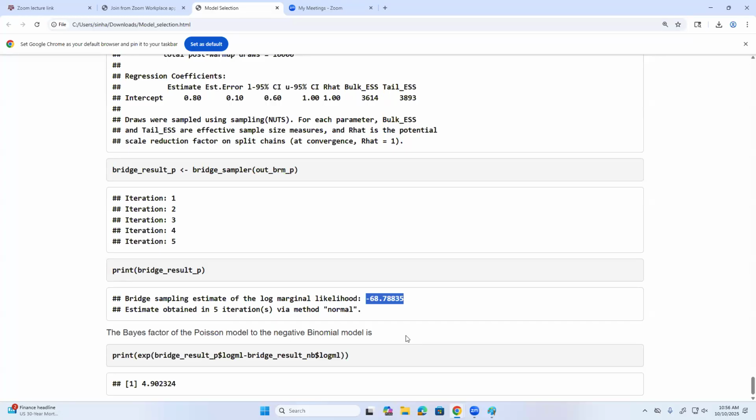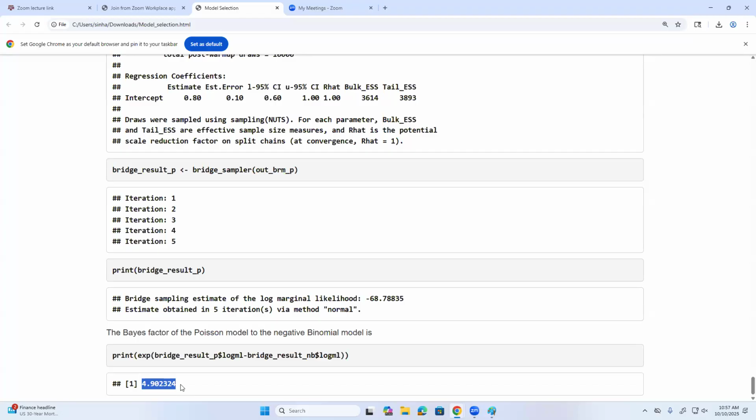Okay. And the ratio of the two marginal likelihoods came out to be 4.90. So 4.90, this is the ratio of the marginal likelihoods, keeping the Poisson model in the numerator and the negative binomial model in the denominator. And it is larger than 3, meaning the Poisson model is favored.